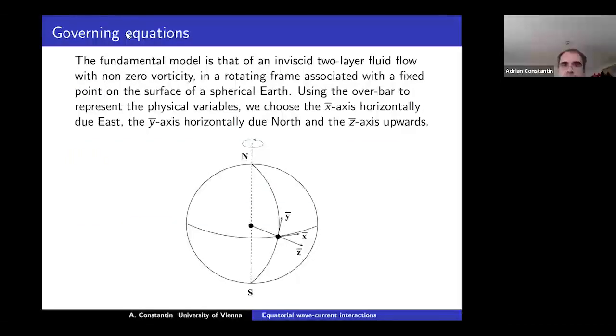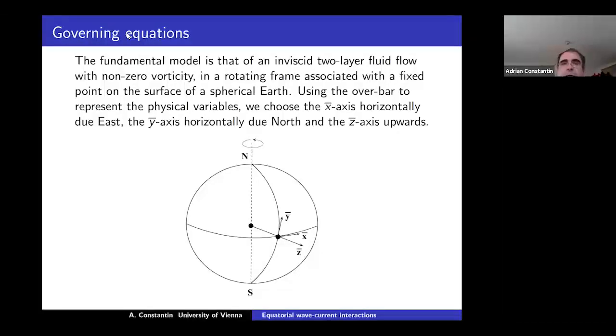Right, and so what we have here is an inviscid two-layer fluid flow with non-zero vorticity. And actually a vorticity that changes sign, because I will be more specific in a moment. And it's in a rotating frame, because the Earth is rotating around its polar axis. So the choice of coordinates, these are rotating coordinates. X is in the longitudinal direction, Y is latitude, and Z is the local vertical.